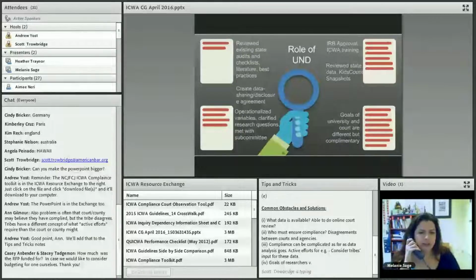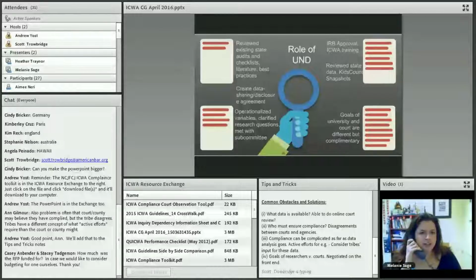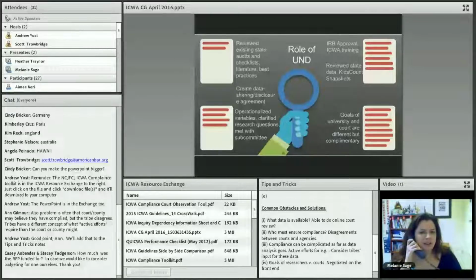So here's what we did here at the university. I took a good look at all the research about what's out there around audits and checklists and literature and best practices. We had to operationalize each variable we were looking at and make sure we were clear about our research questions. We've used the subcommittee a lot, and I think that this is really important.